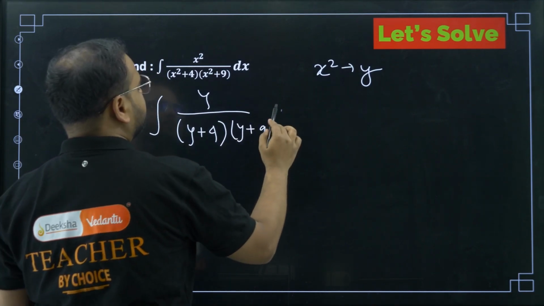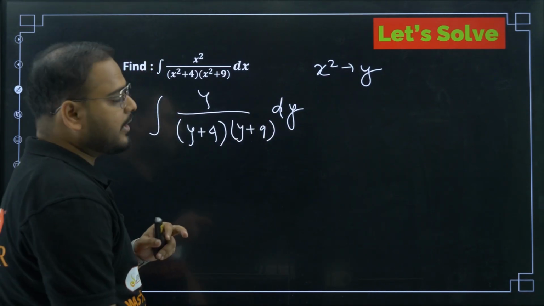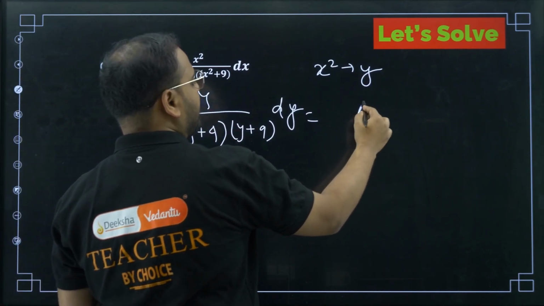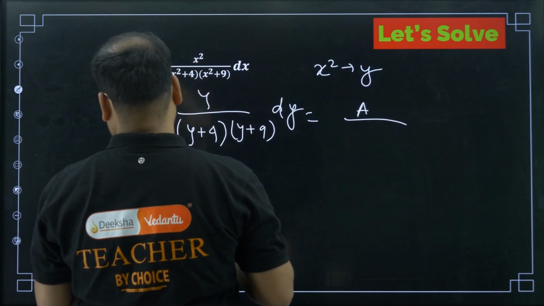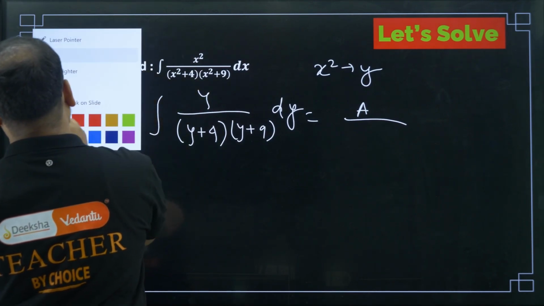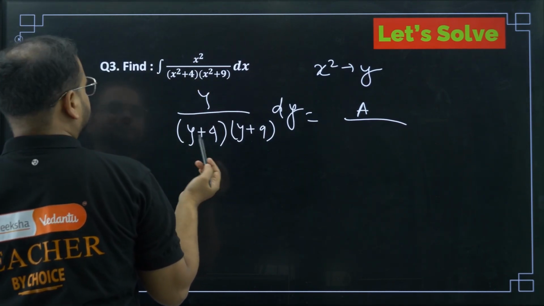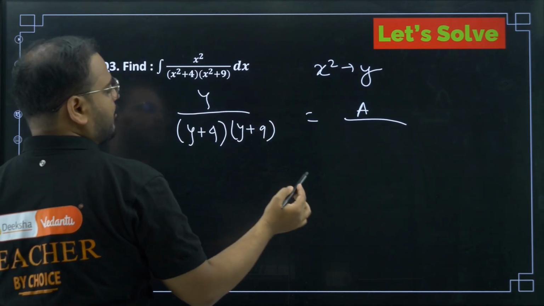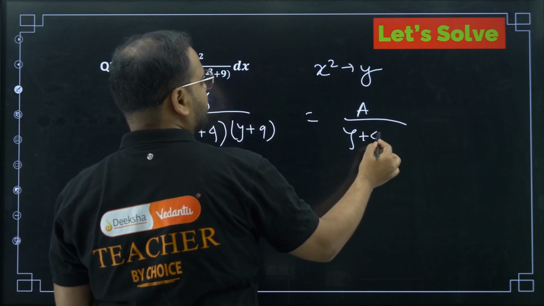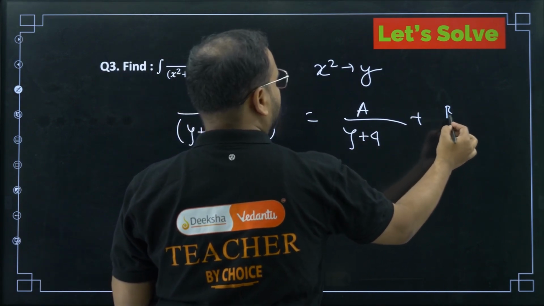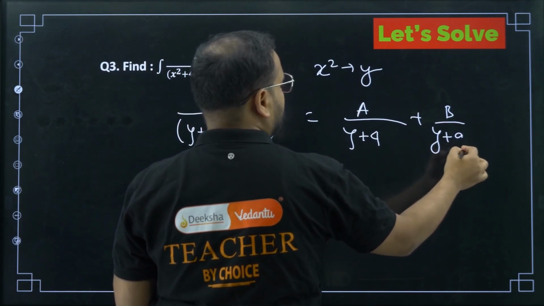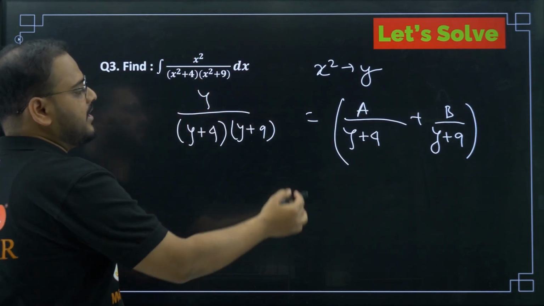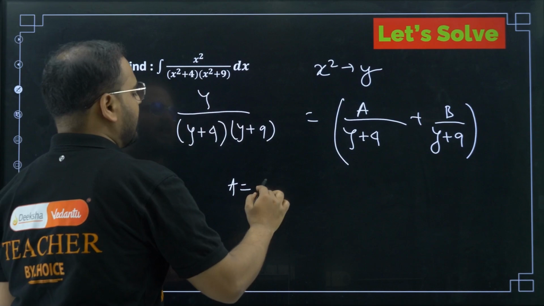dy. Okay. Now what are you going to do over here? Tell me. This entire thing can be written like this, no? If I remove this integration part, I am writing only the partial fraction: A upon y plus 4 plus B upon y plus 9. Write it like this. From here you can get the answer for A and B.